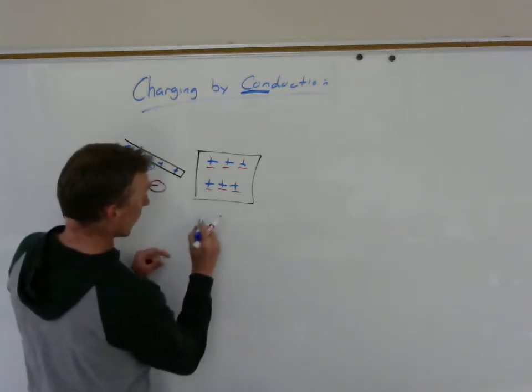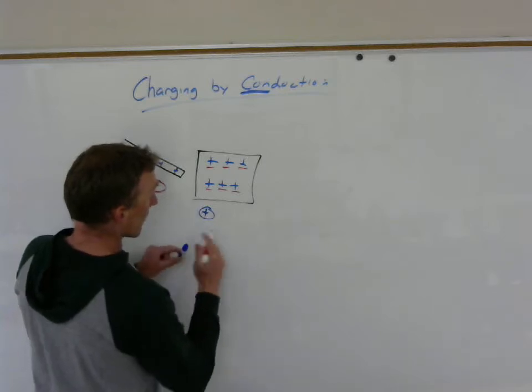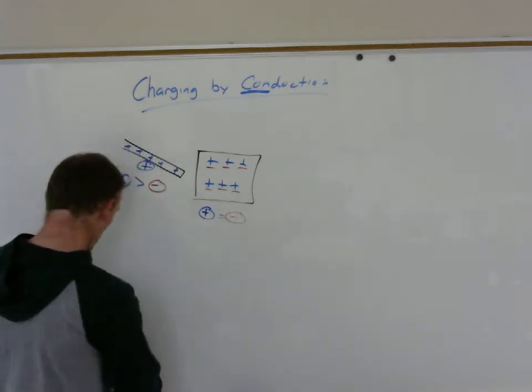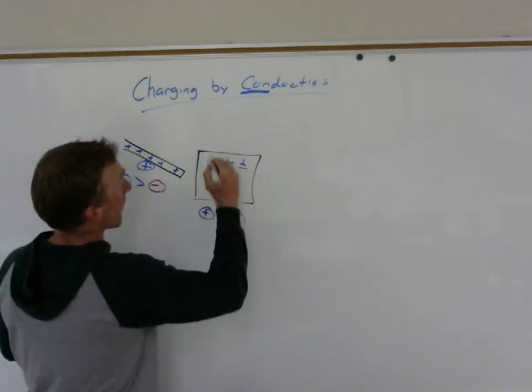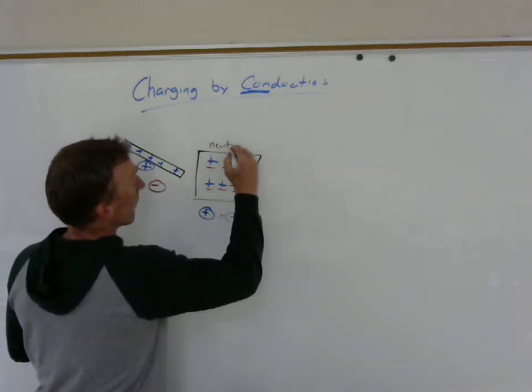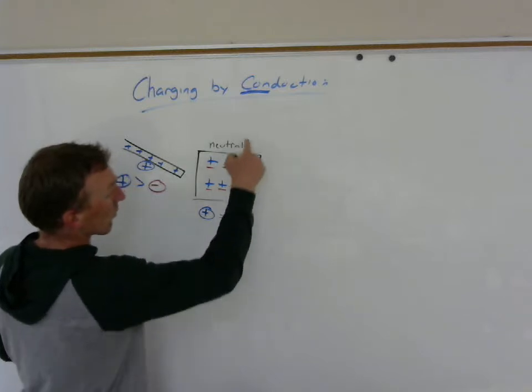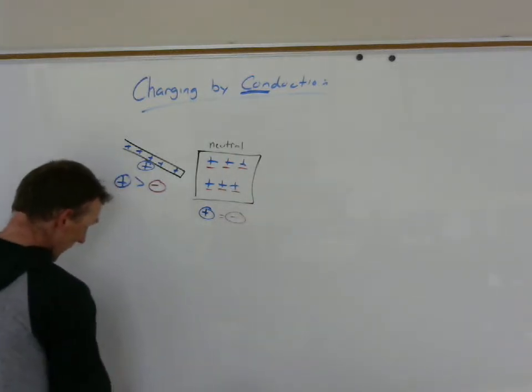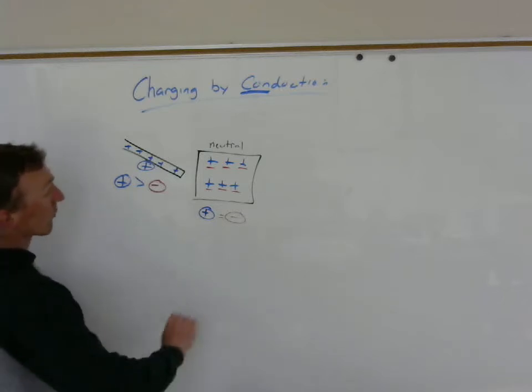This other object has equal positive charges and negative charges, so we would call this neutral. It's got the same amount of each, so it's a neutral object. We want to charge this. That's our goal with what we're trying to do.